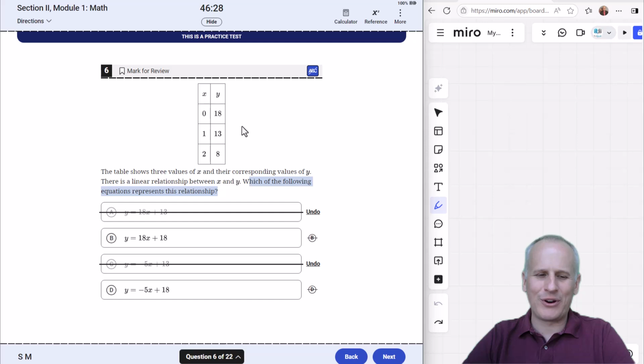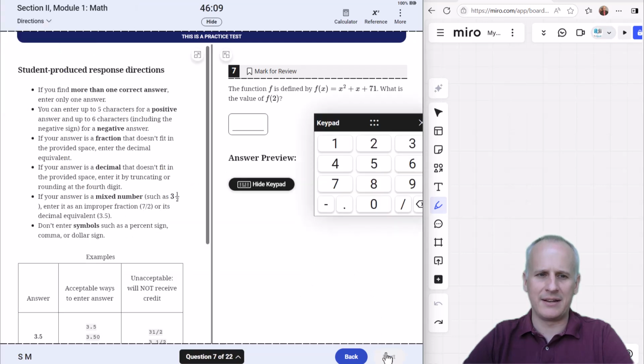Then, once more, I don't need to fully calculate this. I don't need to write out the slope-intercept form of a line. I don't want to waste time doing that. I should be able to see, well, as x goes up, y goes down. This says that as x goes up, y goes up. B is out. Our correct answer is D. And again, logical evaluation. Don't waste time actually solving, and we can hit next.